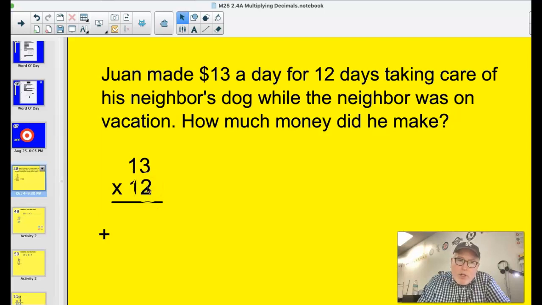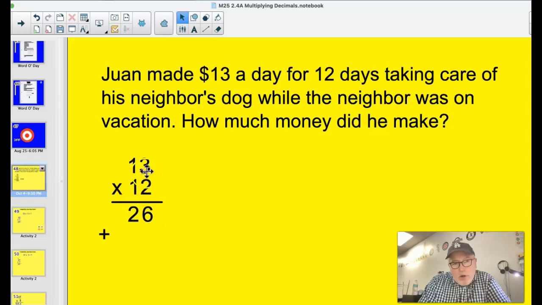So the way you do that is you come down here and you line up the numbers 13 and 12. And you start down in this position right here in the 1 spot. And you're going to multiply the 3 times the 2. And that's going to give you 6. And then you multiply the 2 times the 1. And that's going to give you 2.